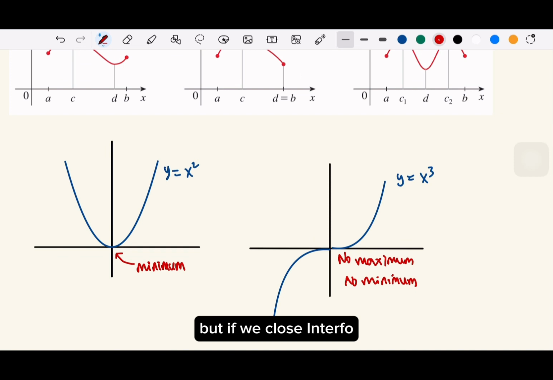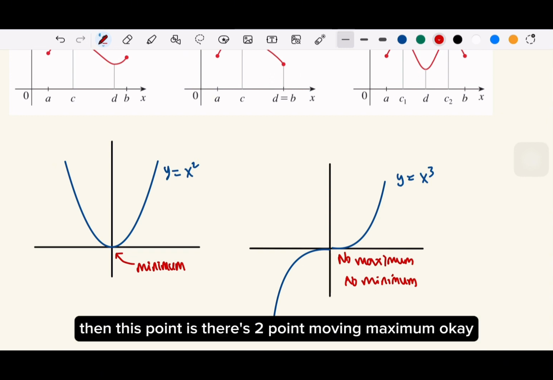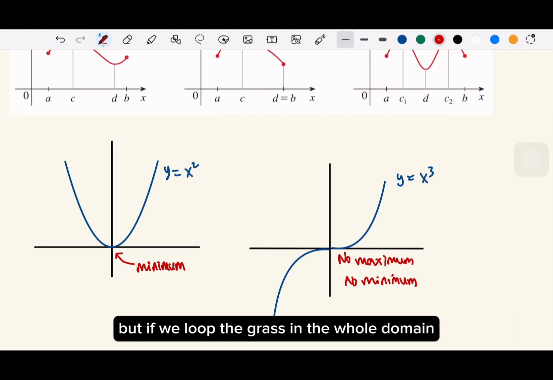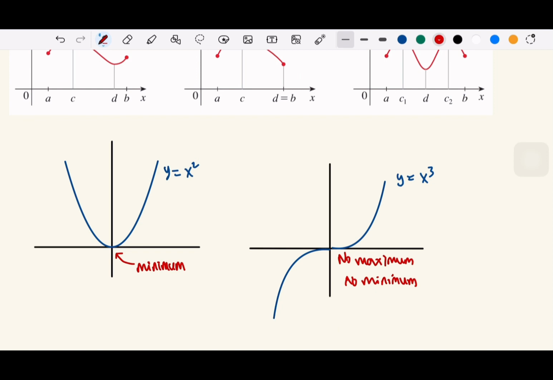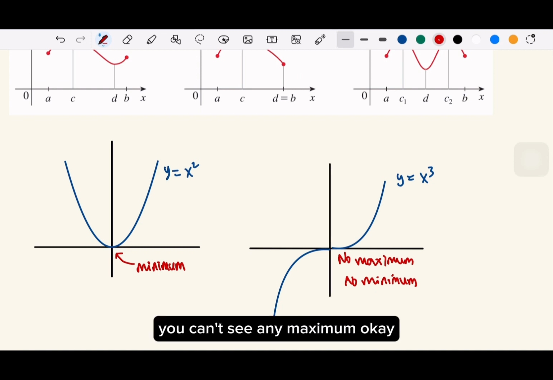But if the interval is closed, for example, if we take this as an interval, and this is maybe the interval here, then those two points will be the maximum and minimum. But if we look at the graph in the whole domain, in the whole x, we cannot see any maximum or minimum.